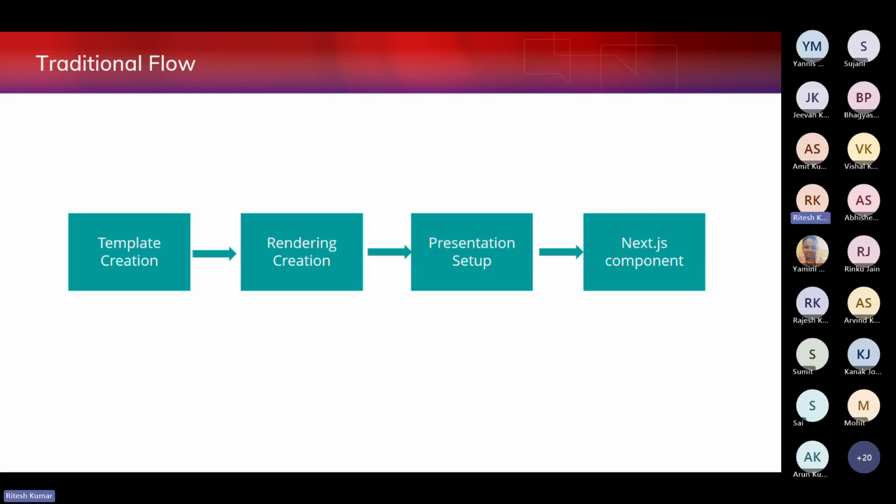Traditionally, before MCP, if you see the way we are building currently, we create a template, we create a rendering, then we set up the presentation. This is a typical headless implementation before MCP. When you develop a web page in XM Cloud, you configure your template, you build your rendering, then you get into the presentation, set up those renderings, and map the data which is coming from your XM Cloud to your Next.js. So this is a traditional flow, and it is all manual.